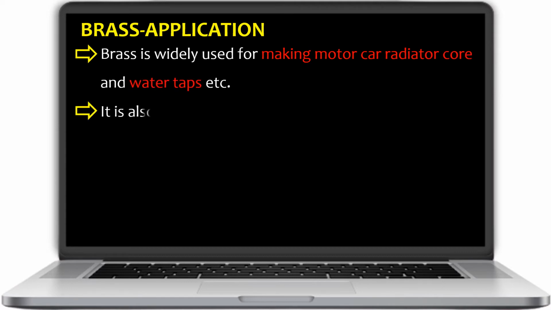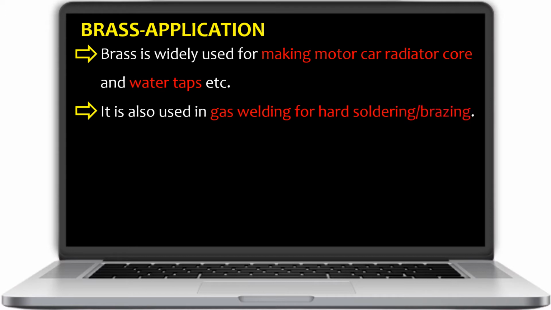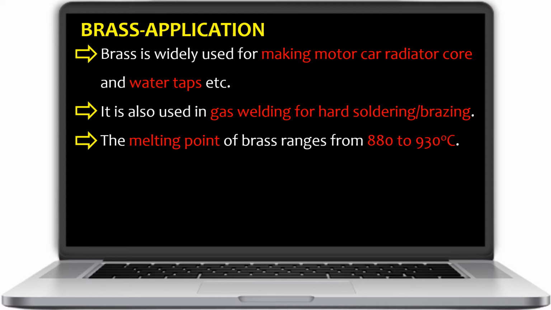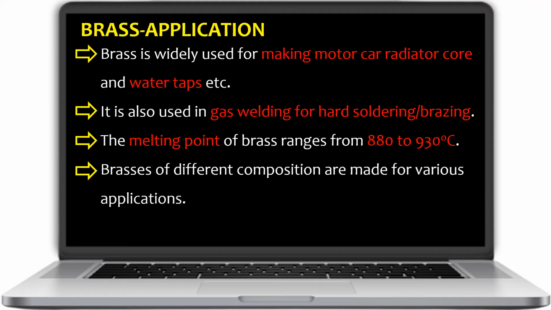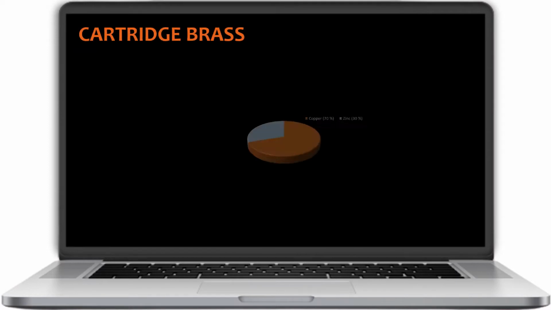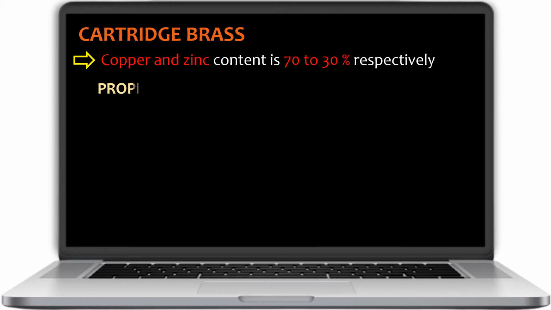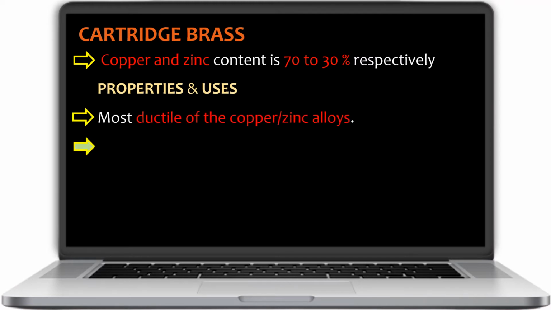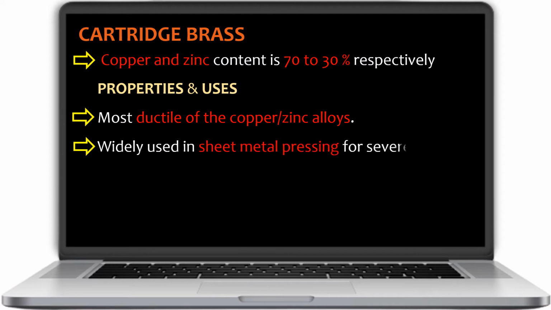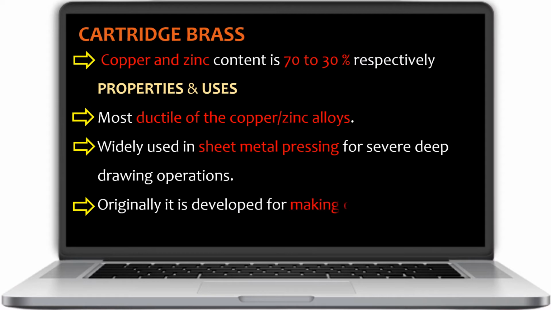It is also used in gas welding for hard soldering brushing. The melting point of brass ranges from 880 to 930 degrees Celsius. Brasses of different composition are made for various applications. Let's see about cartridge brass. In cartridge brass copper and zinc content is 70 to 30% respectively. Properties and uses. It is the most ductile of the copper-zinc alloys. It is widely used in sheet metal pressing for severe deep drawing operations. Originally it is developed for making cartridge cases.